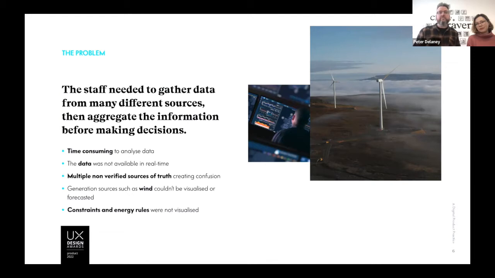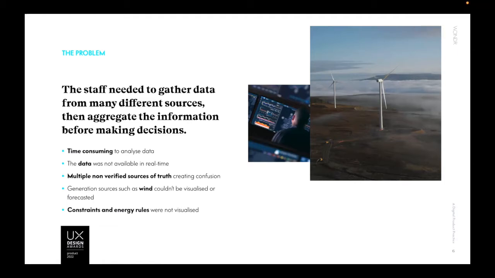Multiple non-verified sources of truth also caused confusion, because many of the same values coming from different points were actually contradicting each other, which caused a bit of confusion for the business. And then they weren't able to source or visualize the wind forecast. That in turn caused confusion around their constraints and energy rules, because those couldn't be visualized either.